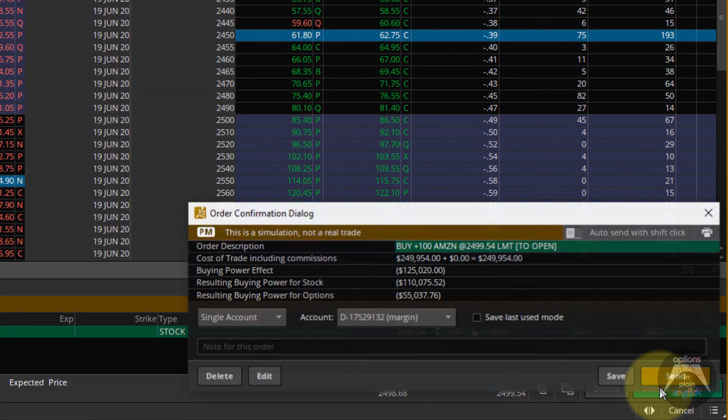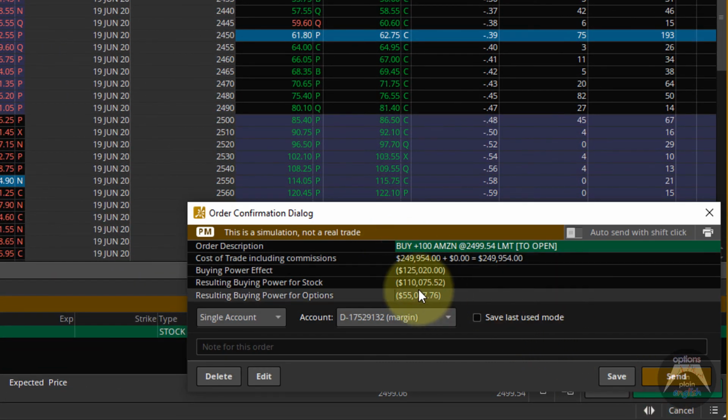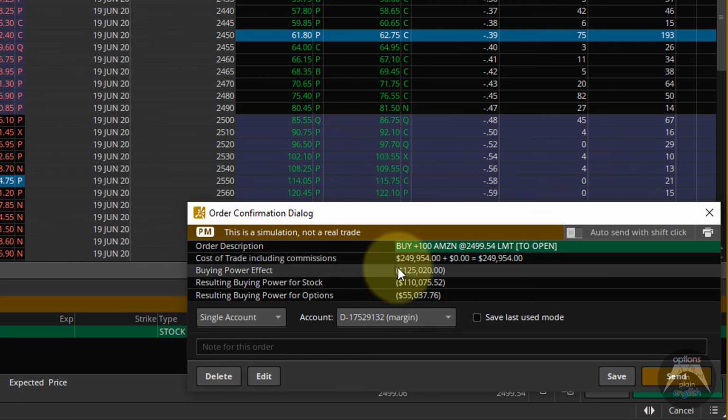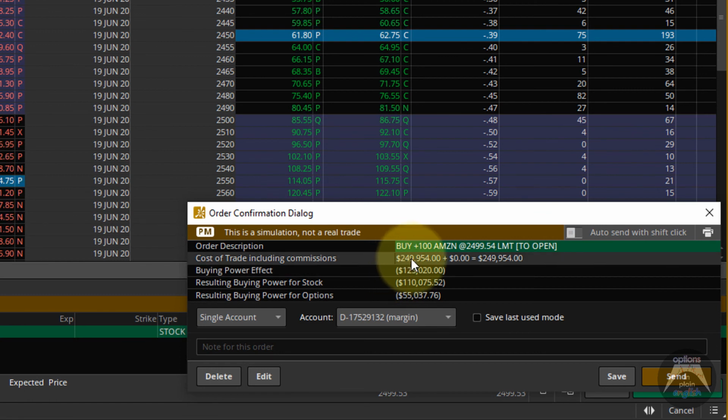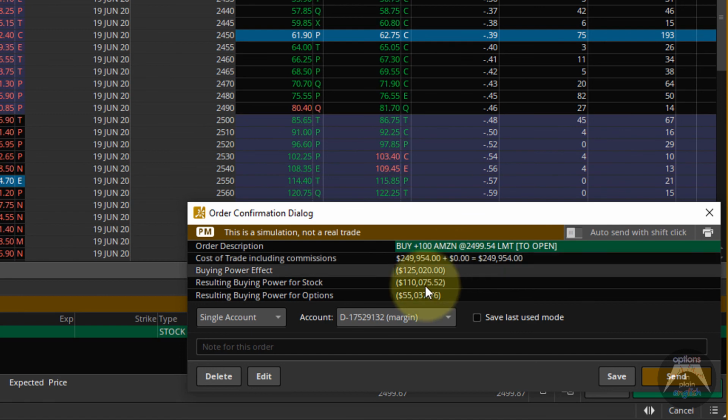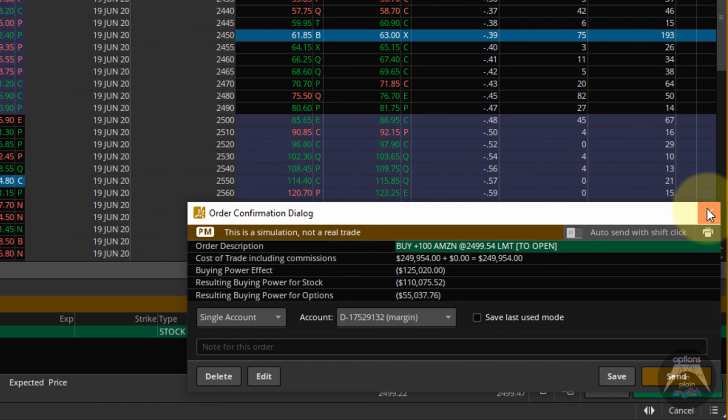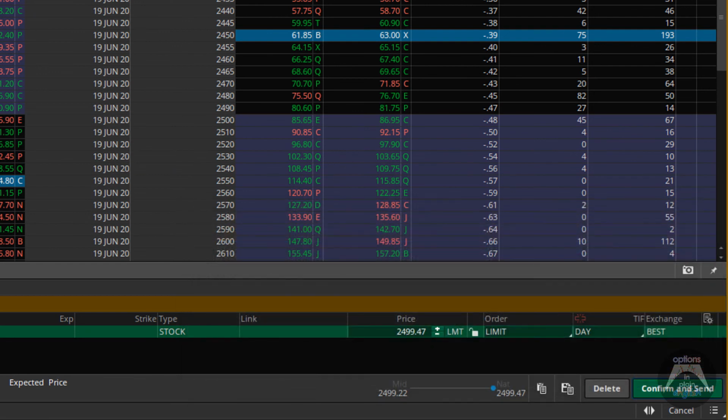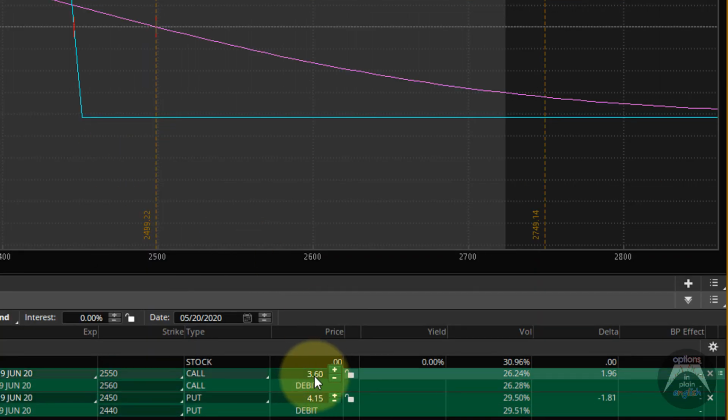So let's say I buy 100 shares of Amazon. The cost of the trade is going to be $249,000. Of course, because I have margin, I only need to put up half of that position. But still, we're talking about $125,000. Instead of this, to take a long position, I'm putting up $360. So it's a big difference.